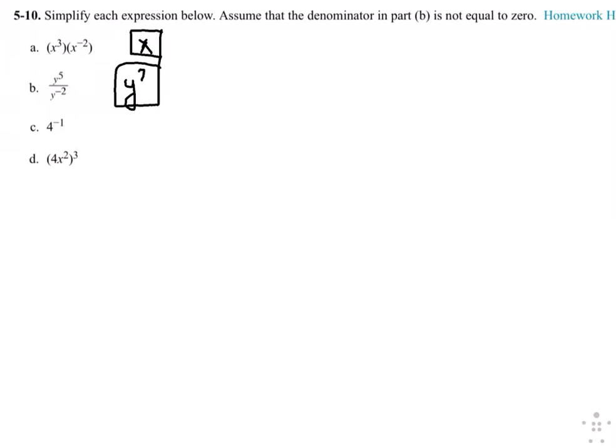4 to the negative 1 is 1 over 4 to the positive 1, right? So 1/4. And then D, power to power rule, 4 to the third, right?